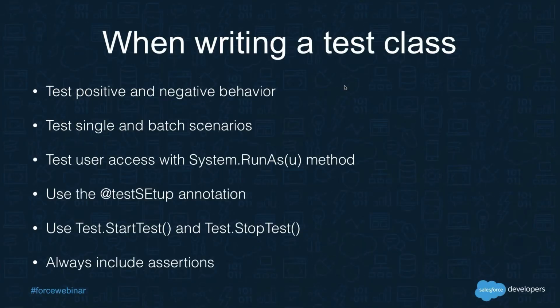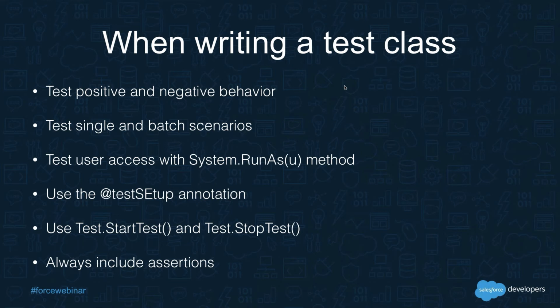Okay, so when writing a test class, remember, test the positive and negative behavior. Test single and bulk scenarios. You could use, and you should use, the System.runAs user to test access. You can use the TestSetup annotation to create your data once, and that data is going to be available to all of your test methods. And you can use startTest and stopTest. What this does is give you a fresh set of governor limits to perform your actual tests inside of your test method.